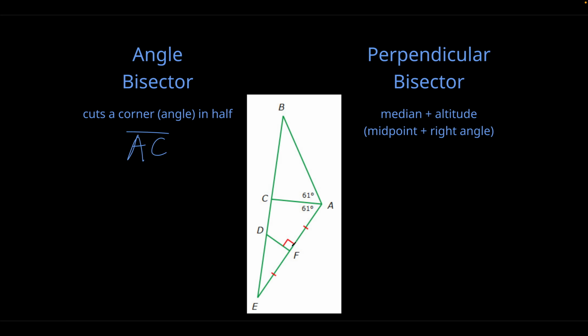Now, a perpendicular bisector is a combination of a median plus an altitude. Or another way to say that is it's going to have a midpoint, okay, so it goes from a corner and makes the midpoint, and it has a right angle. That's the altitude part. So it cuts a side in half and forms a right angle.